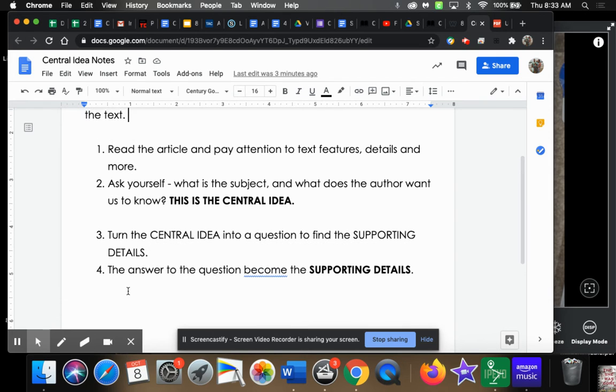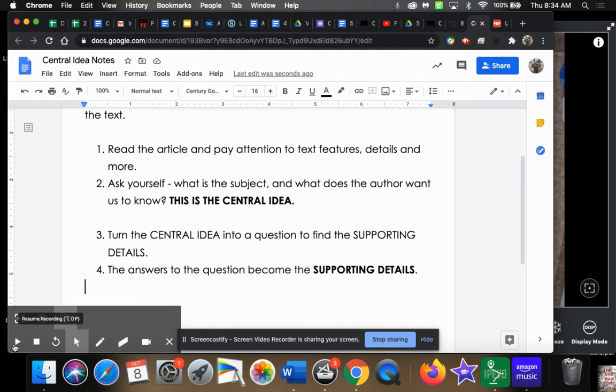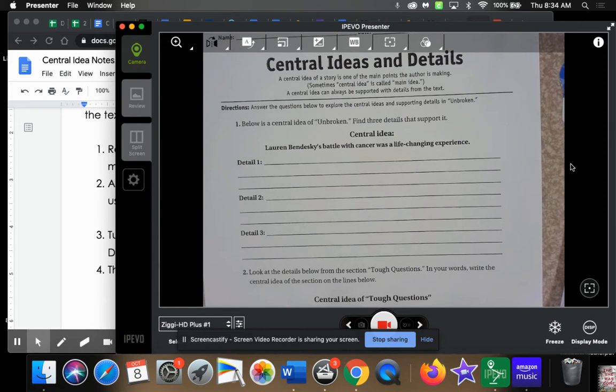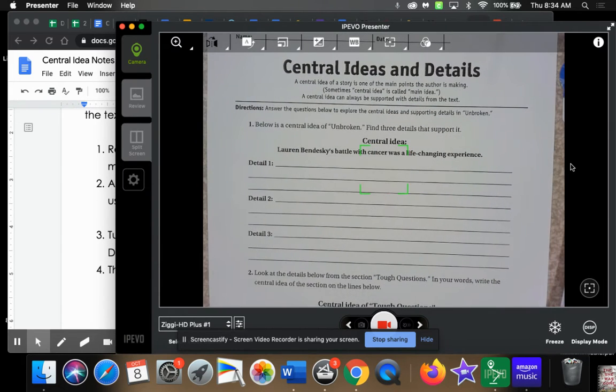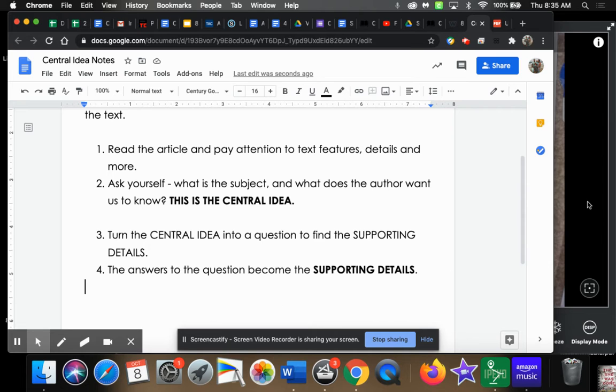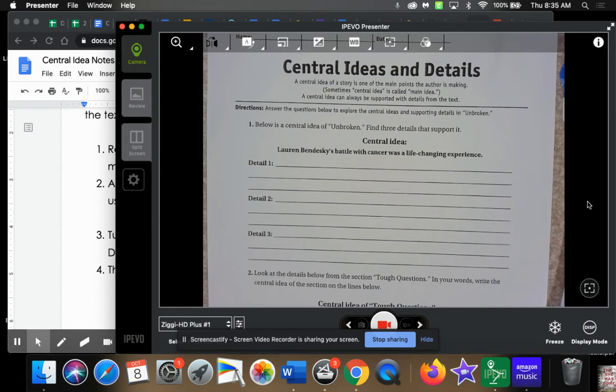All right, so we are going to practice this with Unbroken from yesterday. So go ahead and get that text out. If you remember, it is in the reading section of Schoology. All right, so again, we are going to work on figuring out central idea and details. First thing, everybody should have this thing in front of you. There is notes up at the top. All right, so you should have this worksheet out in front of you, okay? This one is about the central idea.